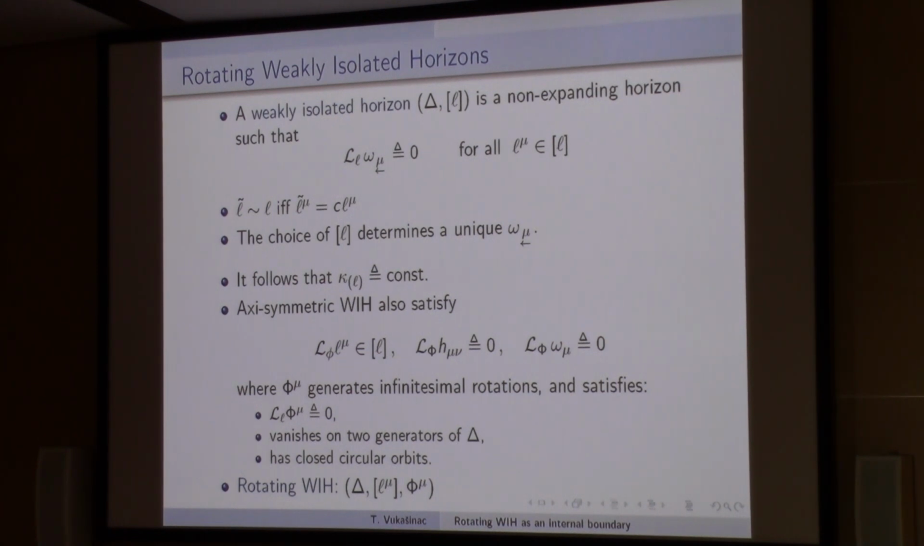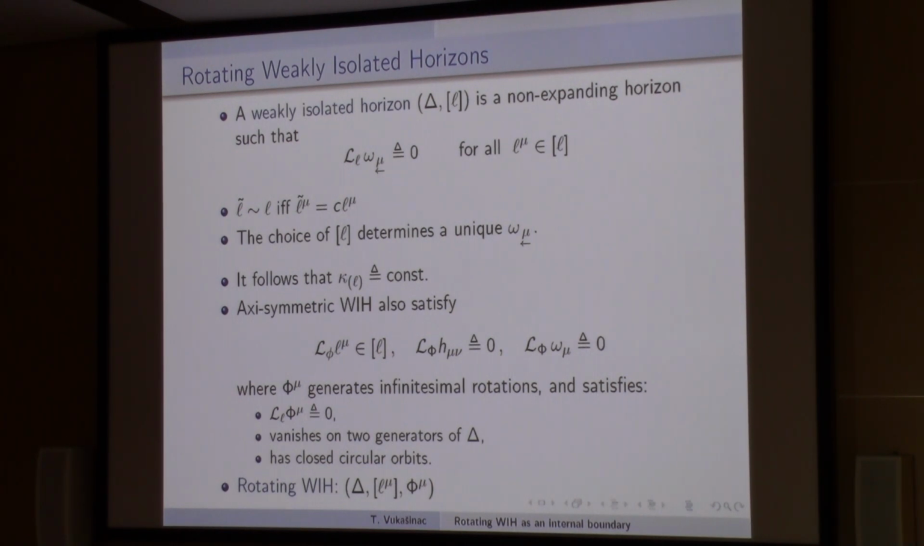Then it turns out that this condition on the omega implies that kappa, the surface gravity, is constant on the horizon, which is the zeroth law of black hole mechanics. Now, if we are interested in a rotating horizon, then we also have this axial symmetry.